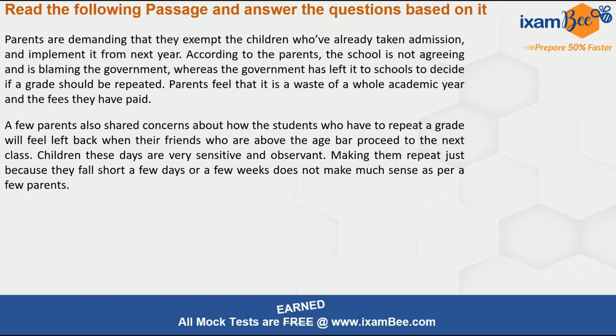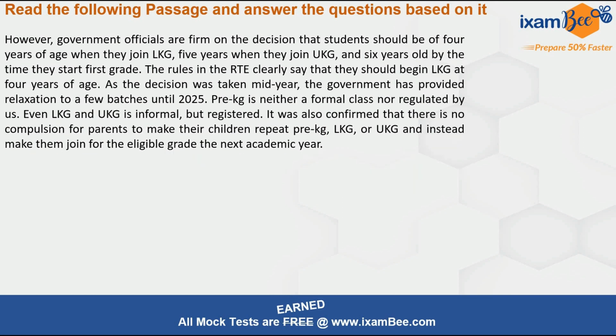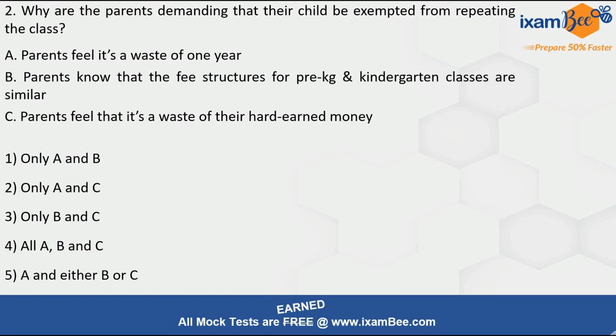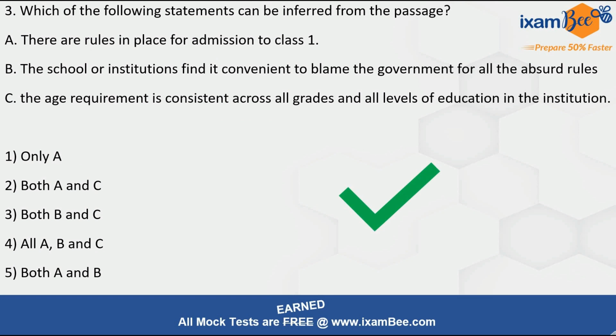The school is still demanding that yes, the school will follow the government orders, which is admitting the student to class 1 only if the child is 6 years old. Okay, so this is the gist of this passage. Now the questions, these 3 we have discussed. This and this we have already discussed in part 1. So please see part 1 first if you want to get a deeper understanding of the passage, and also if you want to understand these questions.